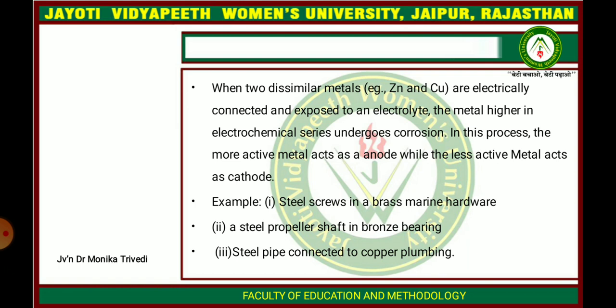When two dissimilar metals like Zn and Cu are electrically connected and exposed to an electrolyte, the metal higher in the electrochemical series undergoes corrosion. In this process, the more active metal acts as the anode, while the less active metal acts as the cathode. For example, steel screws in a bar of marine hardware, a steel propeller shaft in a bronze bearing, and a steel pipe connected to copper plumbing are some examples of galvanic corrosion.